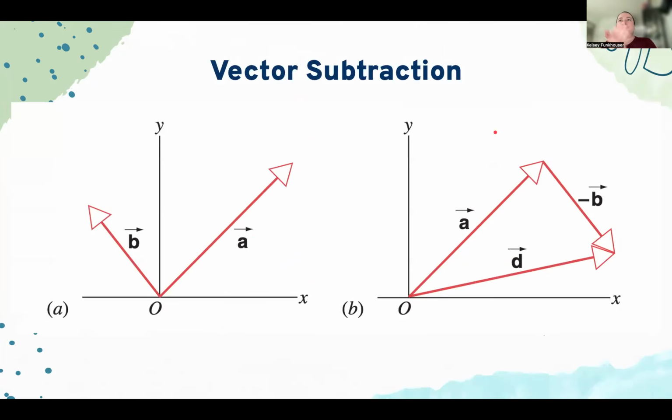Vector subtraction works just like vector addition, but we take the negative of the subtracted vector. So vector A, and then we have negative vector B. B would normally point up, but negative B points down.